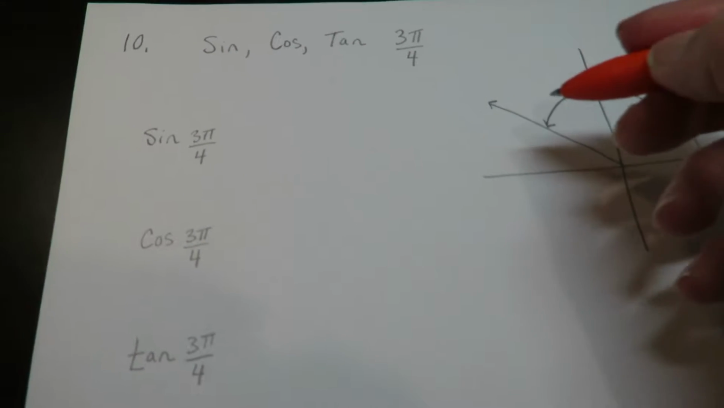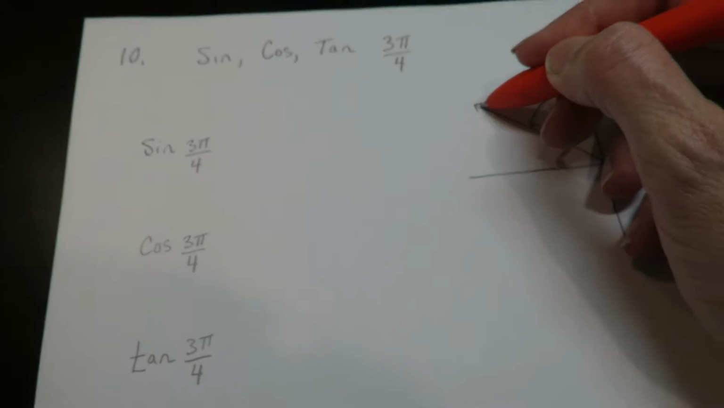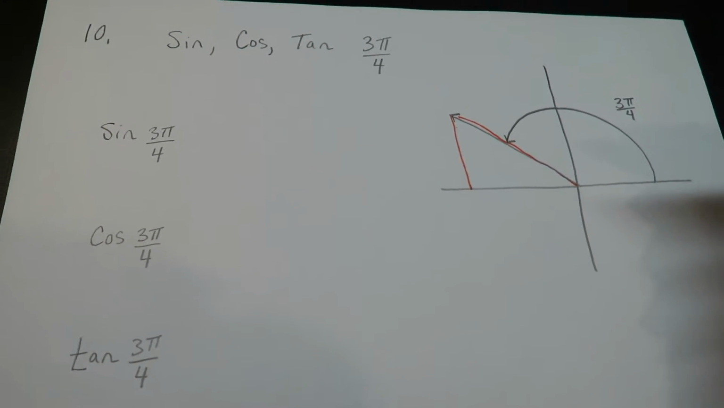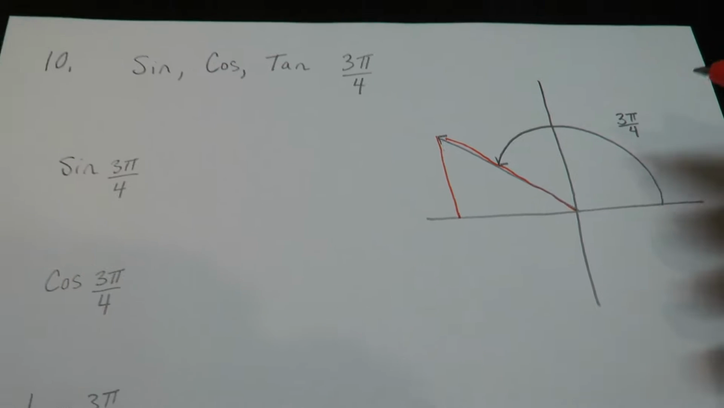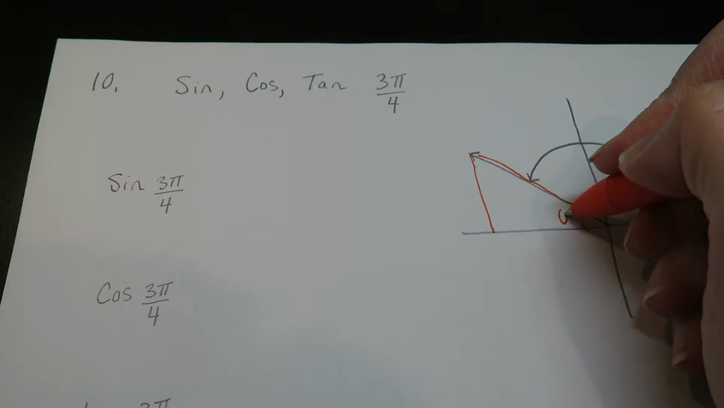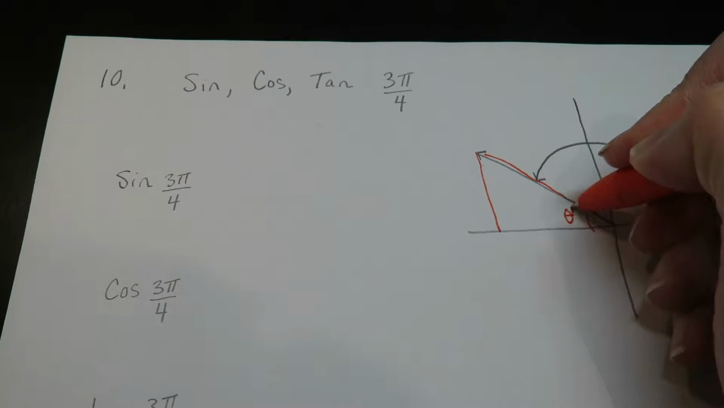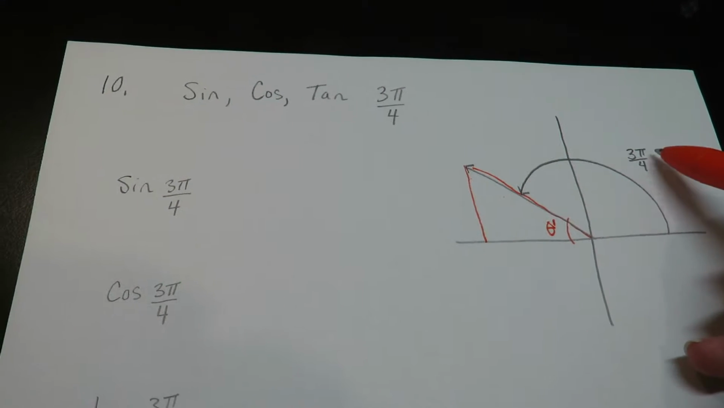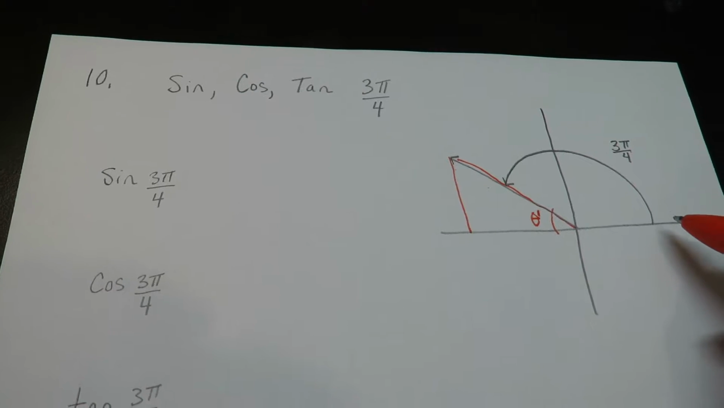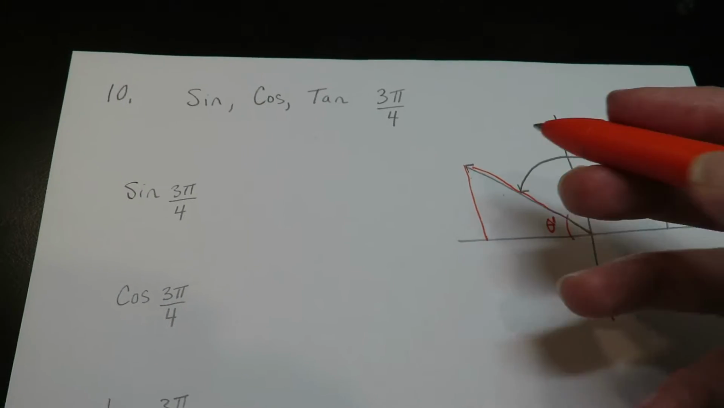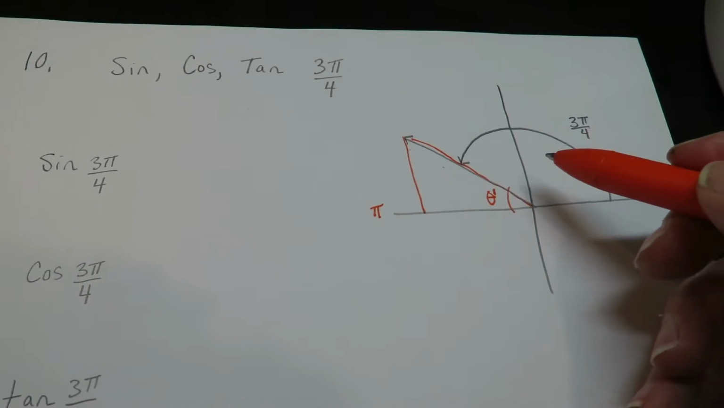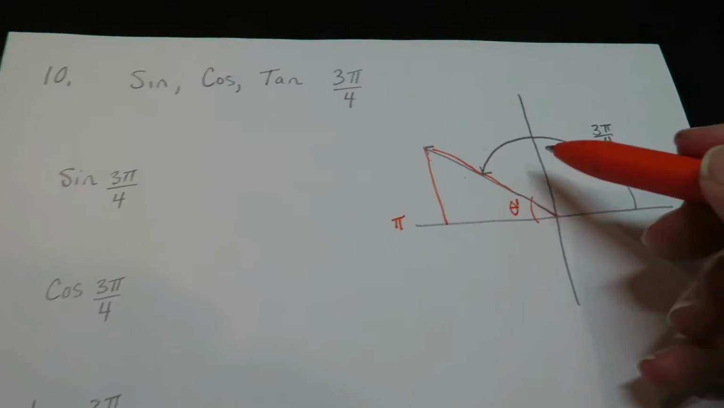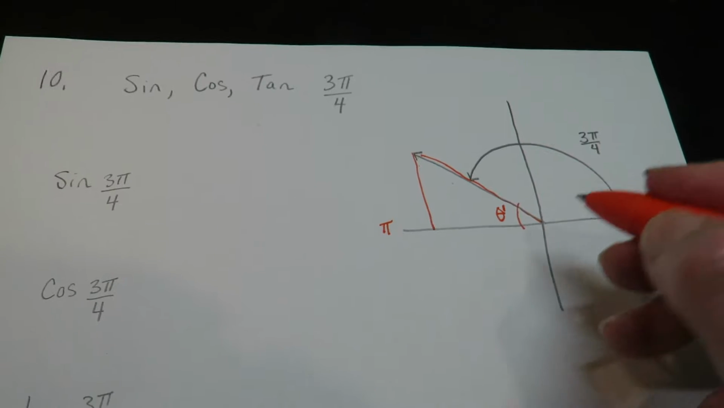So remember, the reference angle goes from the terminal side to the horizontal. Right? From the terminal side to the horizontal, that creates the reference angle theta prime. Now we know from the initial side to the terminal side is 3 pi over 4, and we also know that halfway around the circle is pi. So the reference angle is going to be the difference between 3 pi over 4 and pi.